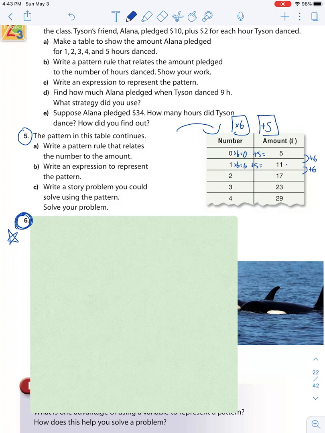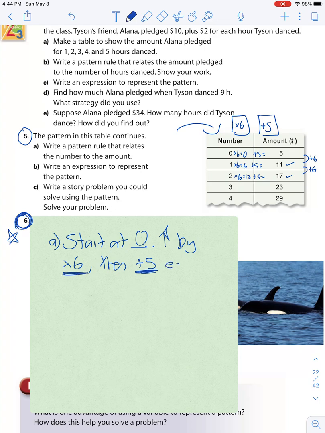Okay, so I think it's going to be maybe plus 5. So 1 times 6 is 6, plus 5 is 11. Great. 2 times 6 is 12, plus 5 is 17. Super. So that's it. So the pattern rule is going to be, remember we always have to say start at 0. Then we're going to increase by multiplying by 6, then adding 5. Okay, so these are the key things that are from the box each time, or from the machine.